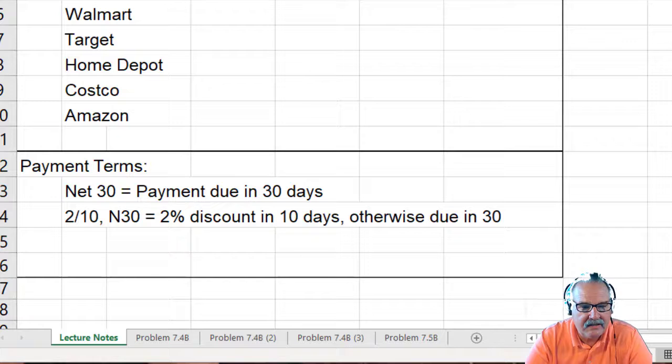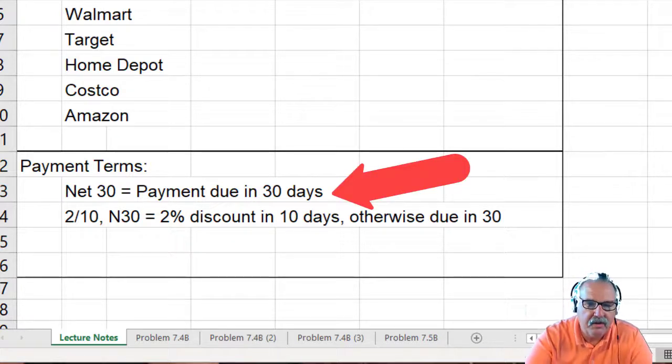Net 30 means that I'll send you the goods, you look them over, and if they're okay, if you accept them, they're the right thing, then send us the money in 30 days. Or send us back the product. And we're going to talk about situations where customers send product back to us.